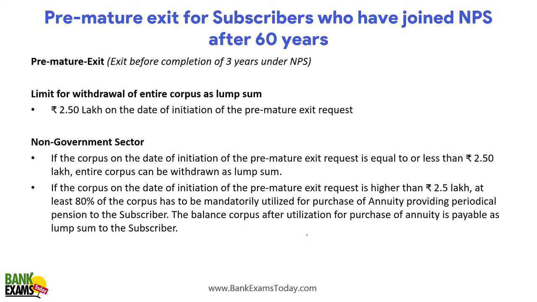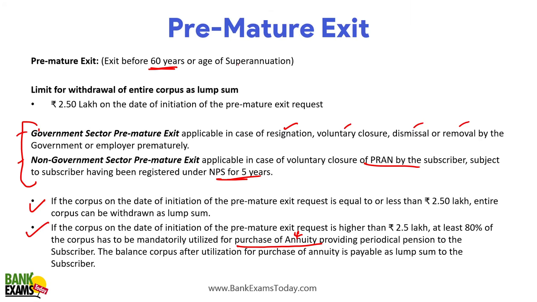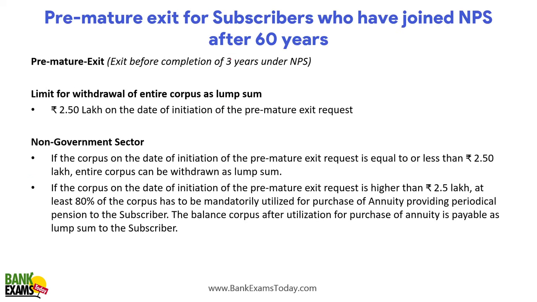So premature exit for subscribers who have joined NPS after 60 years of age. So exit before completion of 3 years, they need to be part of NPS for at least 3 years. Now here, they need to be part of the NPS for at least 3 years. The same guidelines are applicable to them. If the corpus is less than 2.5 lakh rupees, no issues. Withdraw your money, no issues at all. If it is more than 2.5 lakh rupees, 80% has to be used for annuity and rest of the money can be withdrawn lump sum.